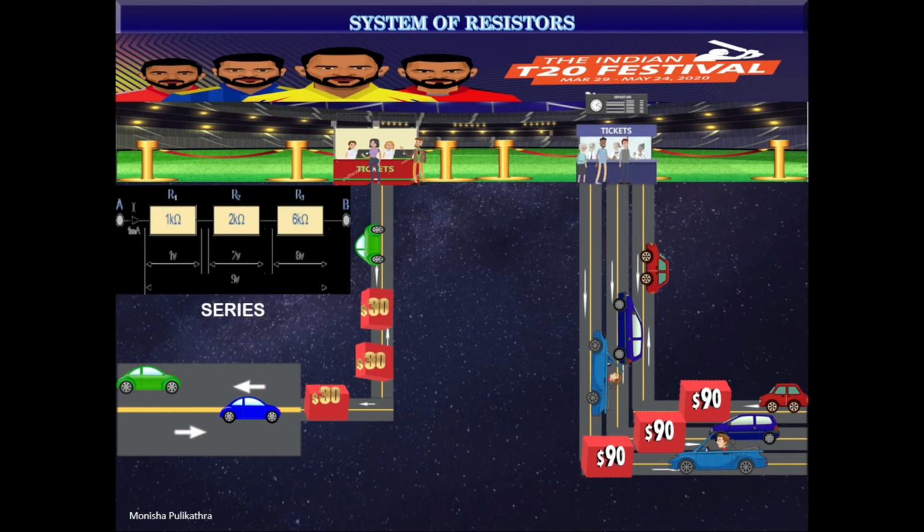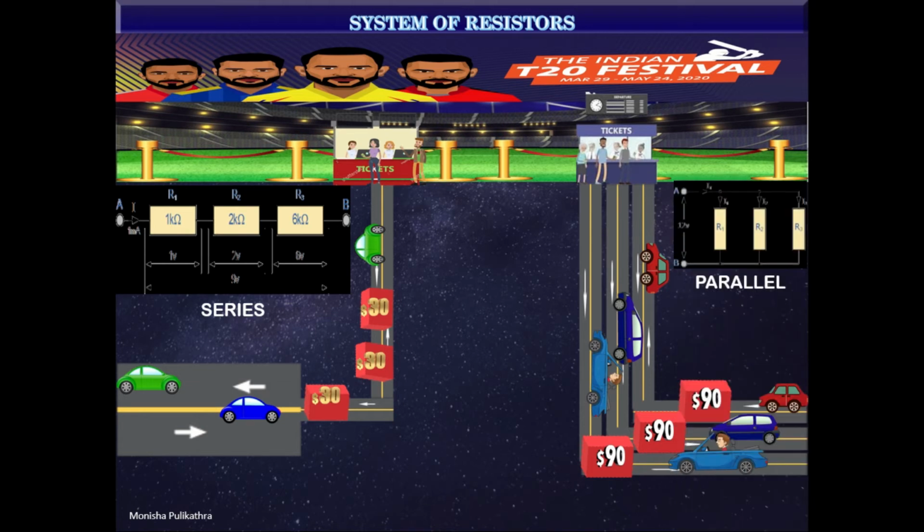When resistors are placed like this, one after another, we say the resistors are connected in series, and when the resistors are connected as in the second case, we say they are connected in parallel. Just like the flow is restricted in the first case of the counters, the overall resistance is higher when resistors are connected in series. Because of this higher resistance, current flow will be low, as in the first case where the traffic jam happens. But in the second case, the overall resistance is less, therefore the current will be more.